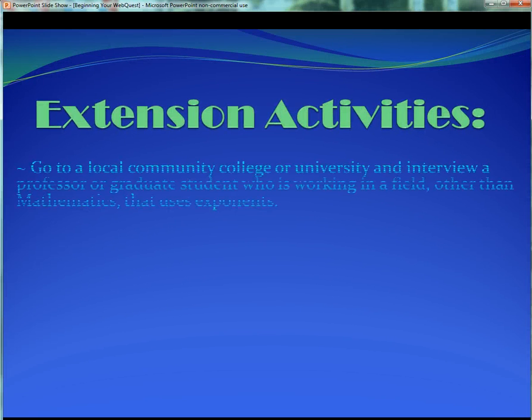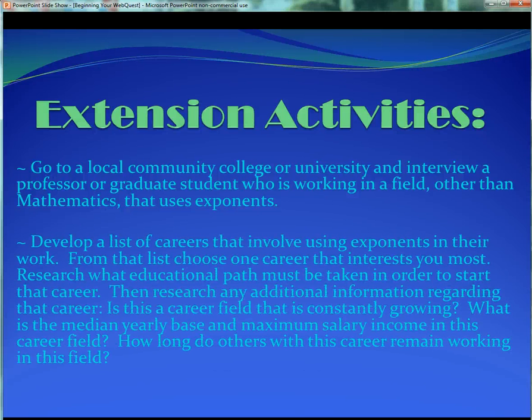Extension activities. Go to a local community college or university and interview a professor or graduate student who is working in a field other than mathematics that uses exponents. Develop a list of careers that involve using exponents in their work. From that list, choose one career that interests you most. Research what educational path must be taken in order to start that career. Then research any additional information regarding that career.